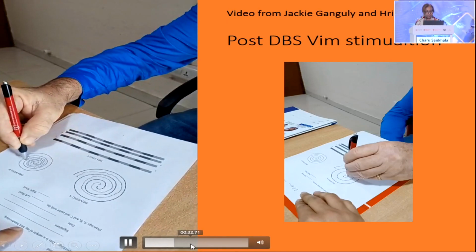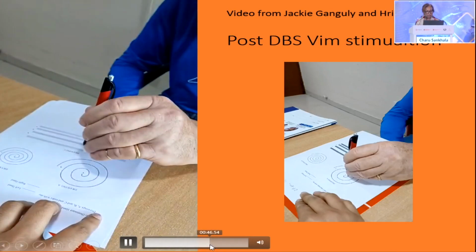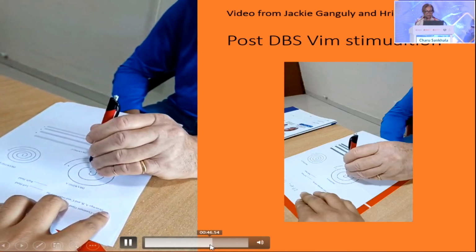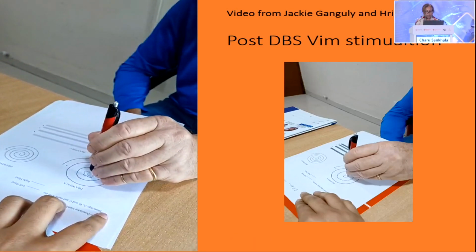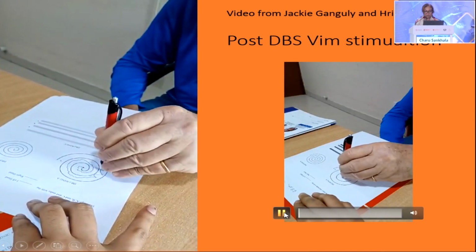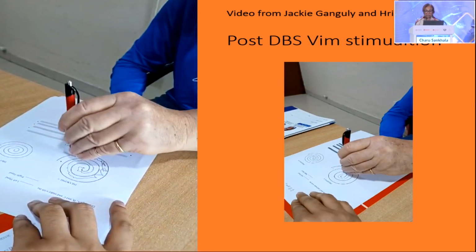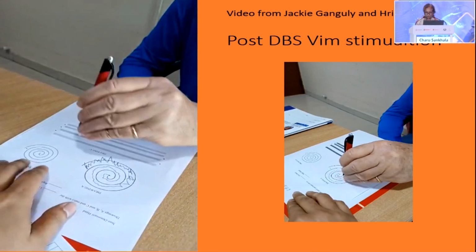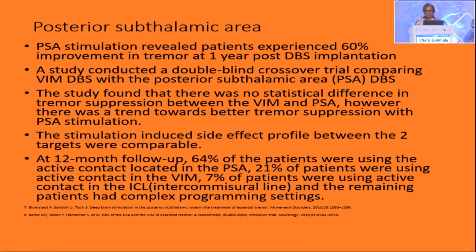So this is his right hand. I'll go to the left hand. You can take support. See how bad he is. Okay. And this is post DBS. He's able to actually use the hand very well. Okay. All right. So this is how it is.